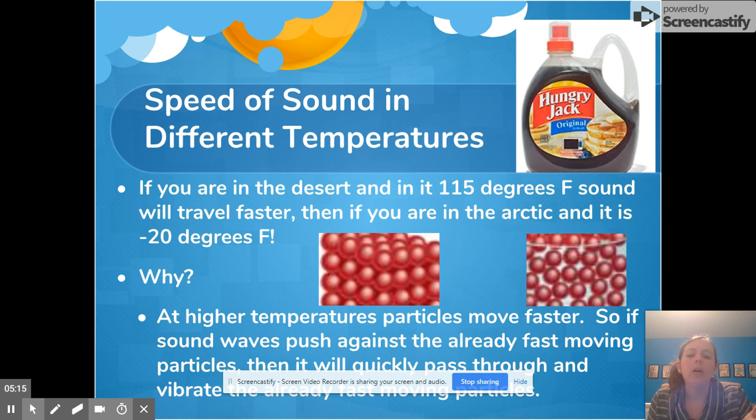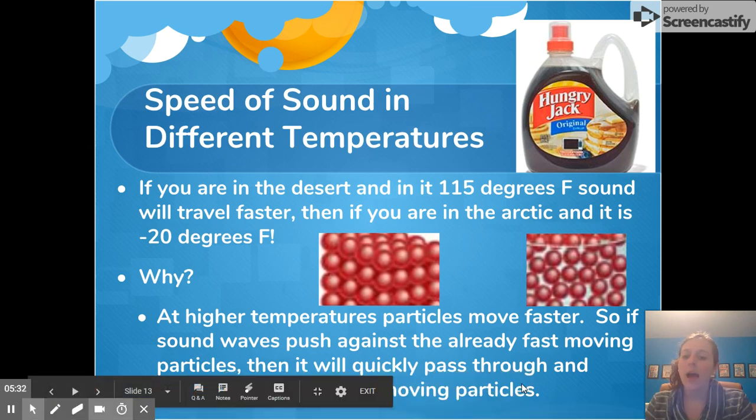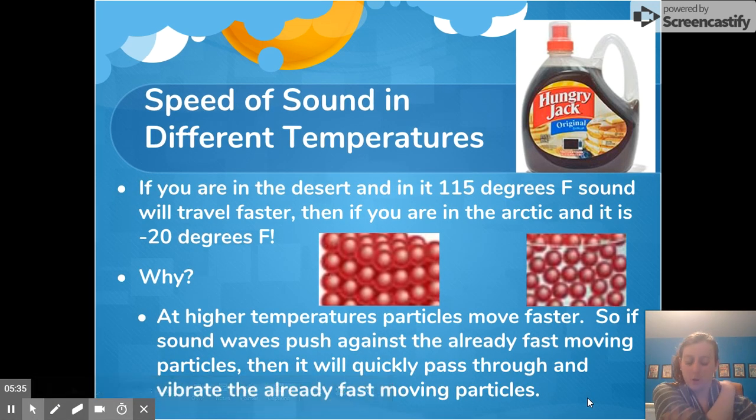So why is that? Well, think about the atoms in those two places. You've got a really hot place and a really cold place. So hopefully your mind goes, hey, I know the really hot atoms are going to be moving faster than the really cold ones. Ding, ding, ding. Because that's the reason why. At higher temperatures, particles move faster. So if sound waves push against the already fast-moving particles, then it will quickly pass through and vibrate the next already fast-moving particle.